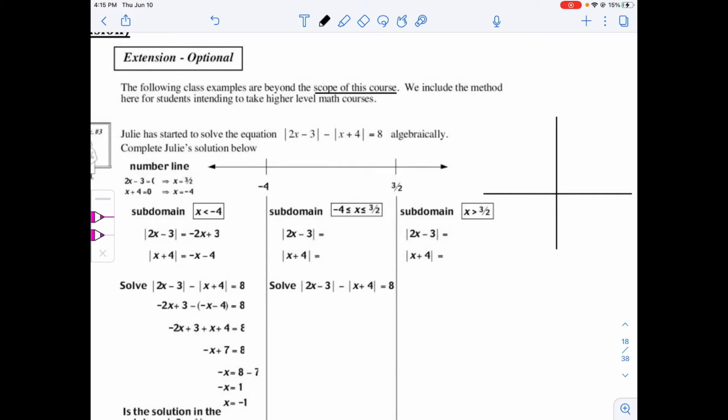What I want to do is I do want to use a graph to help me. Graphically, we would just plug this into our graphing calculator, but what I want to do is use a little graph to help me to visualize what we're doing here.